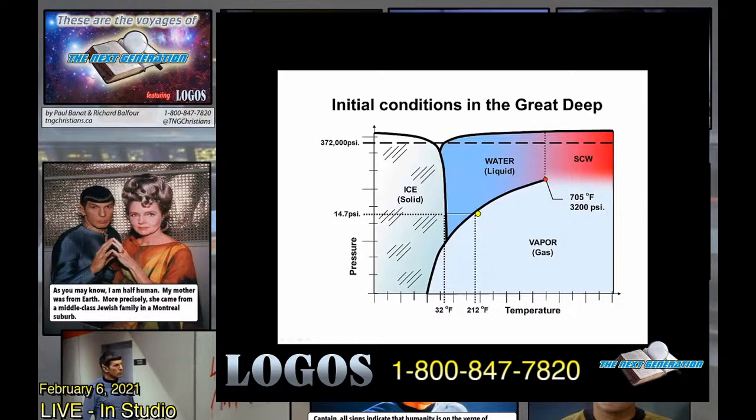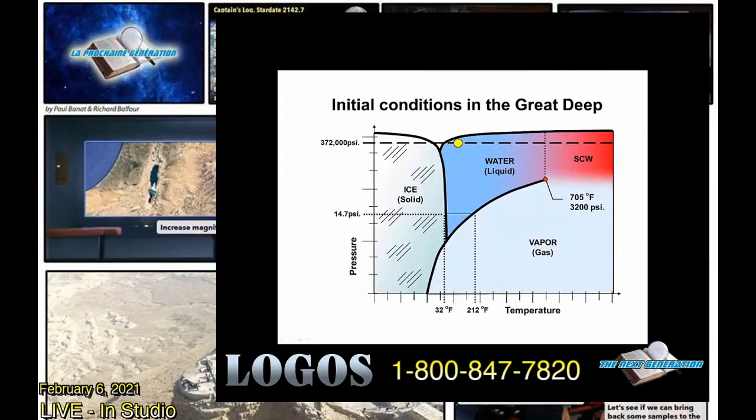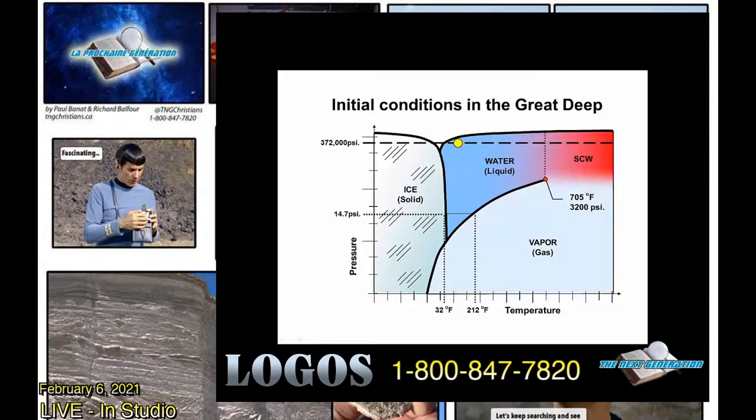The weight of 60 miles of granite above means that the Great Deep was pressurized to approximately 372,000 pounds per square inch. As will be seen, work was being done on the water of the Great Deep, which gradually increased its internal energy, so we will refer back to this diagram several times and see how conditions in the water changed and the dramatic effects that were produced.